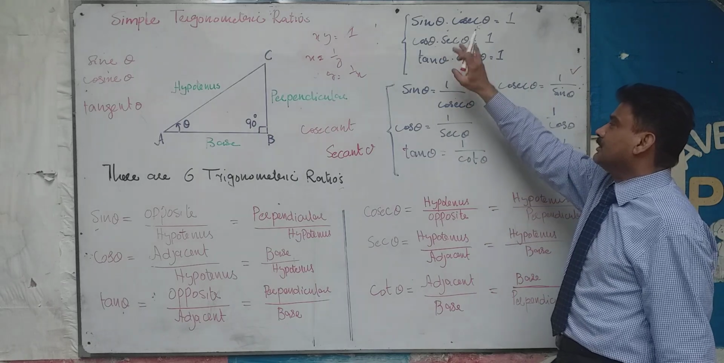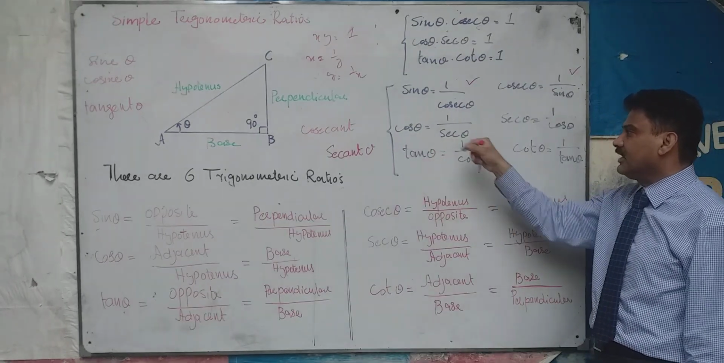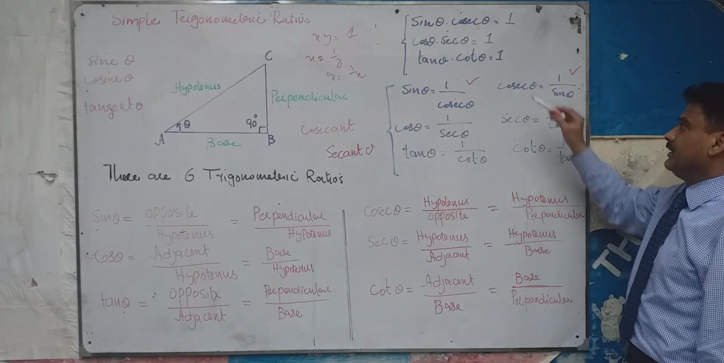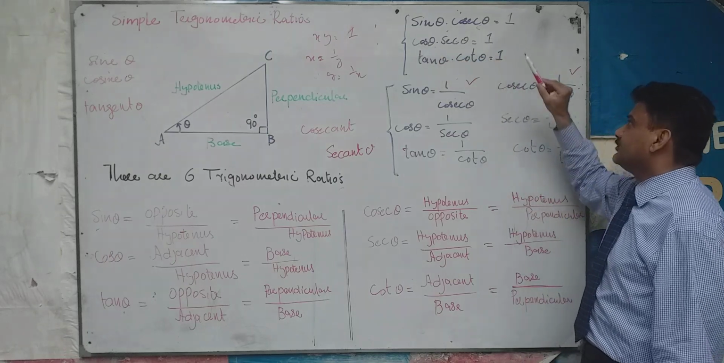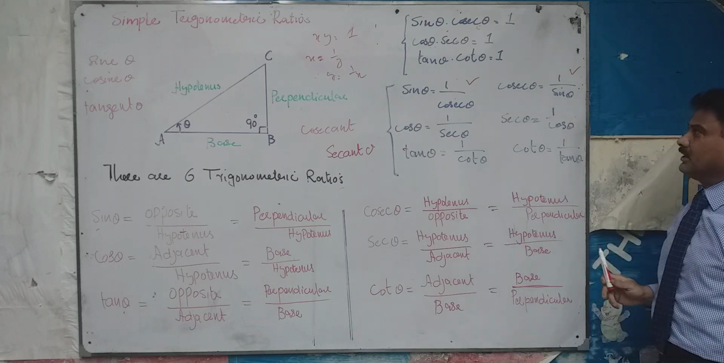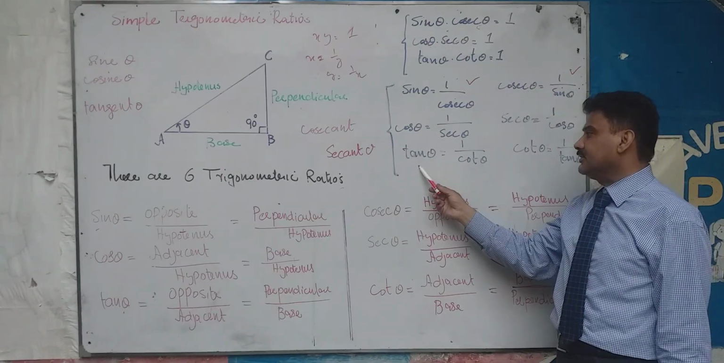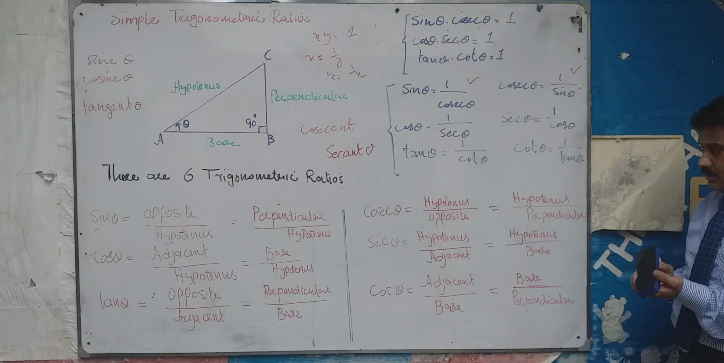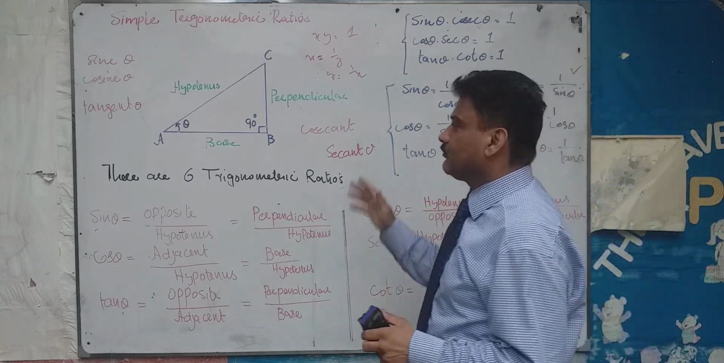Similarly, cos theta multiplied by secant theta is equal to 1. So cos theta is equal to 1 by secant theta and secant theta is equal to 1 by cos theta. Similarly, tan theta multiplied by cot theta is equal to 1, so tan theta is 1 by cot theta and cot theta is equal to 1 by tan theta. Now we will try to learn other trigonometric formulas.